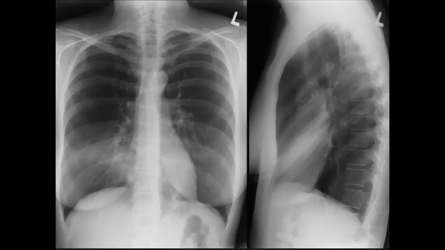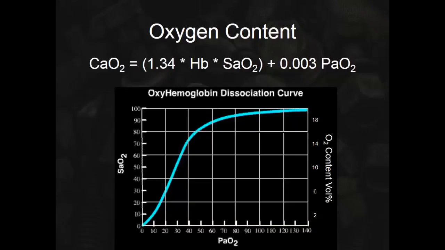She has a shadow, silhouetting or making the right heart border a little hazy. On the lateral, you can see it somewhere here, and that's her implication.